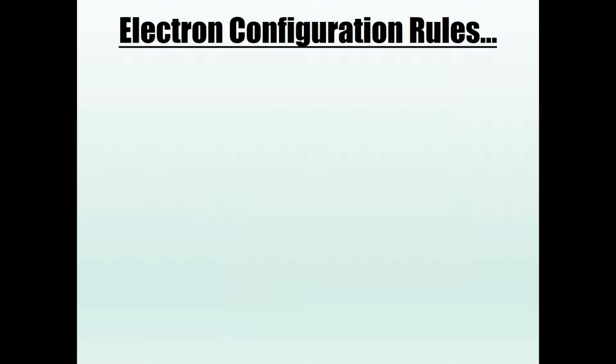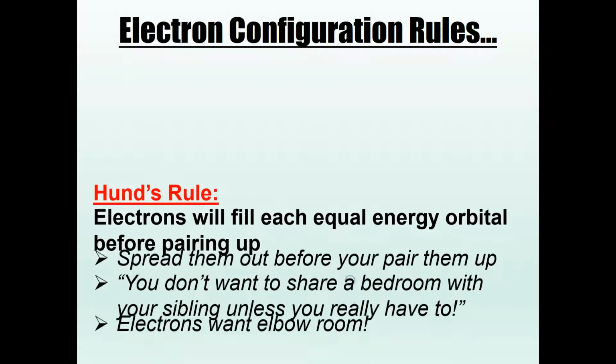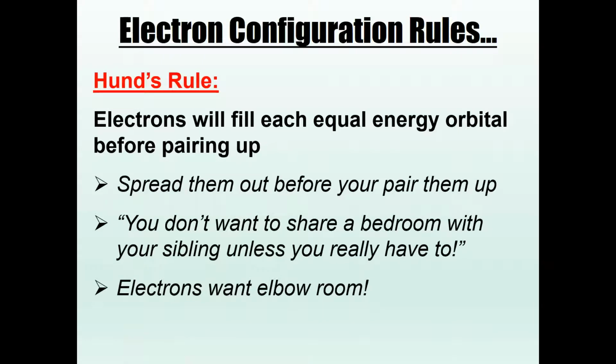The last is the one that I think is a little bit hardest for people until they do some practice, and that's Hund's Rule. So Hund's Rule says electrons will fill each equal energy orbital before they pair up. So what we're going to do is we're going to spread the electrons out, and then we will go back and double them up. The analogy I like is that you don't want to have to share a bedroom with your sibling unless you really, really have to. Right? Electrons are negatively charged objects, and you don't want to squish 2 negatively charged objects close to each other unless you really, really have to.